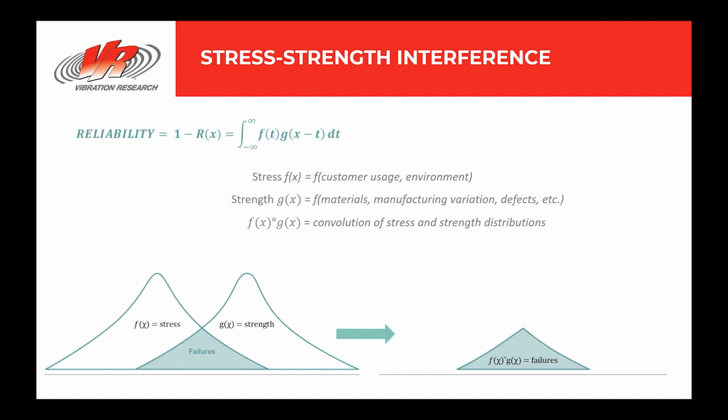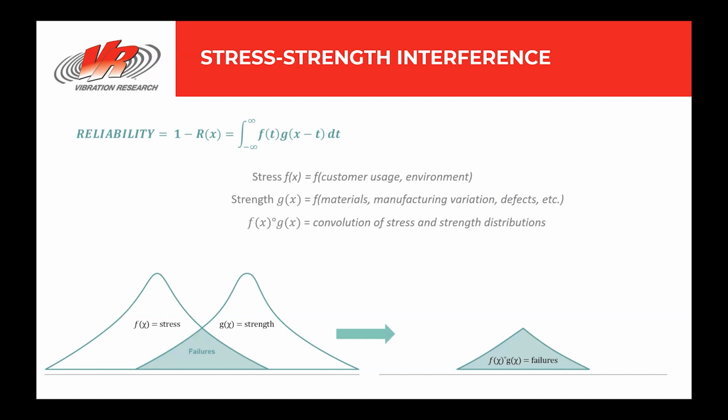We refer to this convolution as stress-strength interference, where the stress arises from actual usage in the customer environment, and strength is the resistance of the design to a particular failure mode, say fatigue or wear, that is the result of materials used, manufacturing variation, inherent defects, etc. Stress, which we call f of x, and strength, which we call g of x, are distributions, which, when convolved, produce a representative distribution of failures as a function of time, miles, cycles, or whatever unit is used to represent usage.